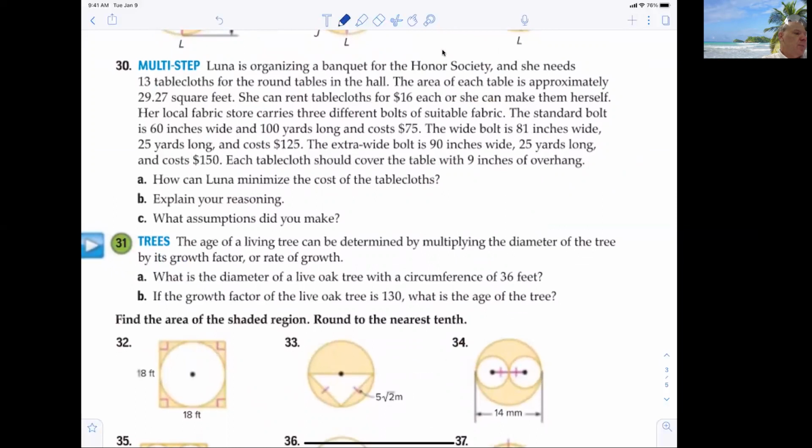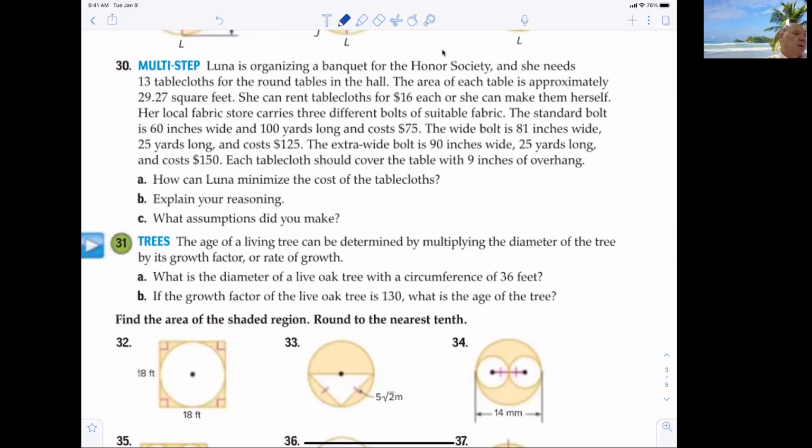All right, Luna is organizing a banquet for Honor Society, and she needs 13 tablecloths for the round tables in the hall. The area of each table is approximately 29.27 square feet. She can rent tablecloths for $16 each, or she can make them herself. Her local fabric store carries 3 different bolts of suitable fabric. The standard bolt is 60 inches wide and 100 yards long and costs $75. The wide bolt is 81 inches wide, 25 yards long, and costs $125. The extra wide, and so on. Each tablecloth should cover the table with 9 inches of overhang. Yeah, that's a lot, right?